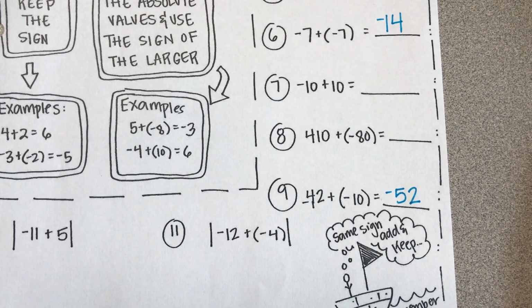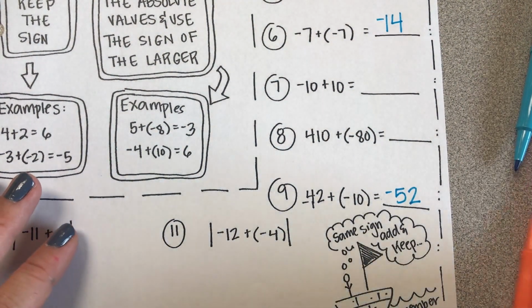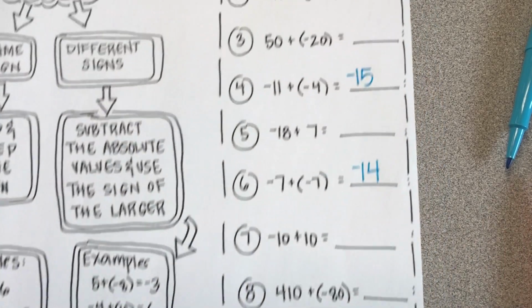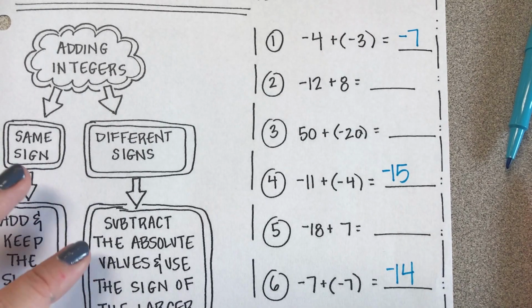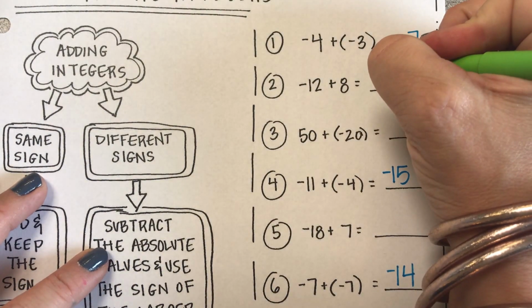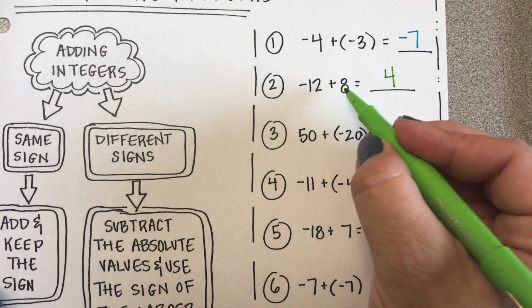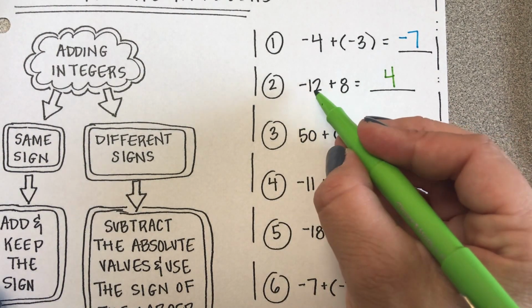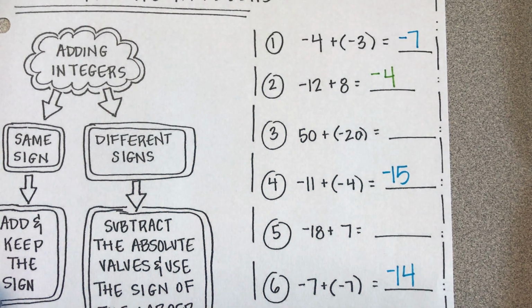So now let's talk about what happens when they have different signs. When they have different signs, we're going to subtract their absolute values. So what's 12 minus 8? 4, right? If you have 12 people on the negative team, 8 on the positive, the negative team has 4 more people, so it's negative 4.